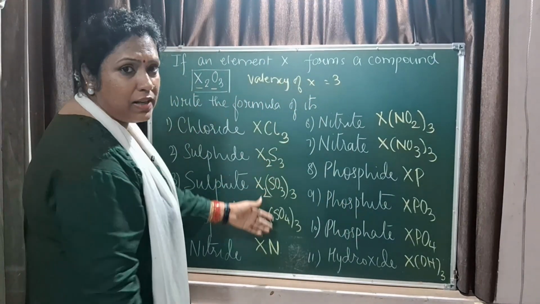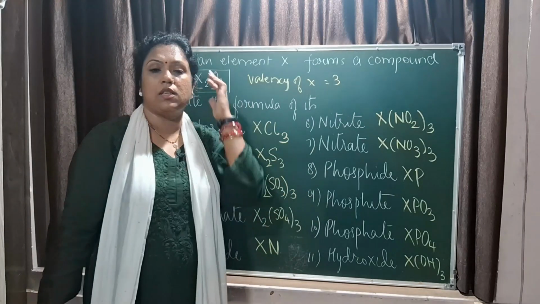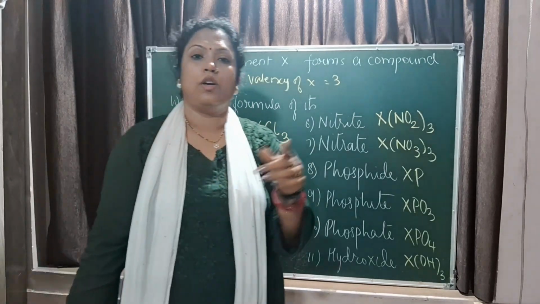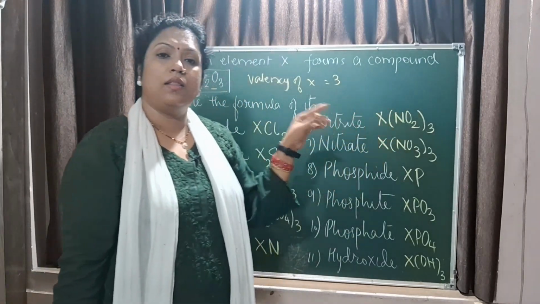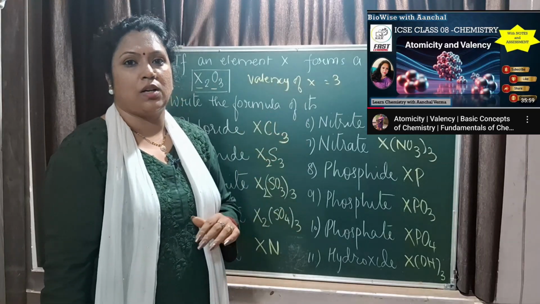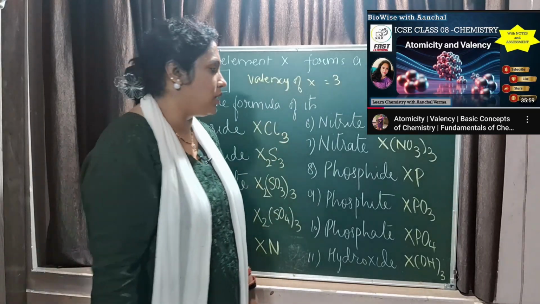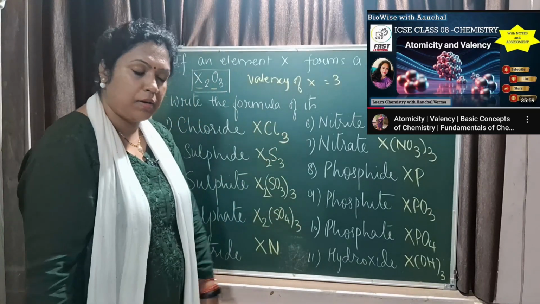There are many other radicals. You can just go to the video on atomicity and valency. In the description you have the valency chart. You can go through the valency chart. Is this clear? Let me rub the board now.